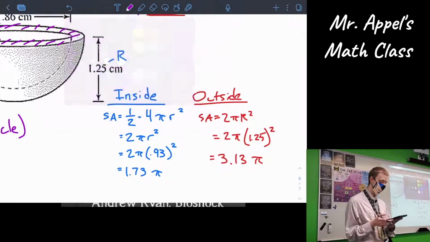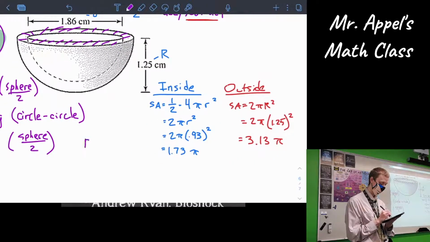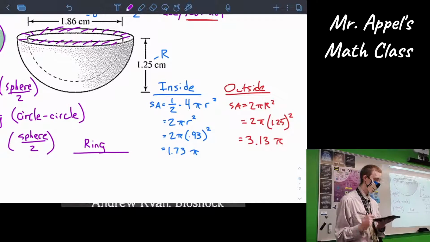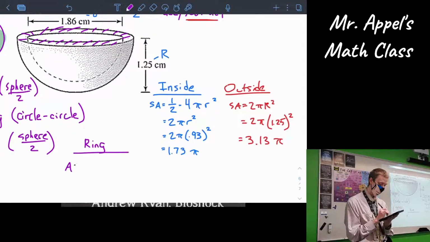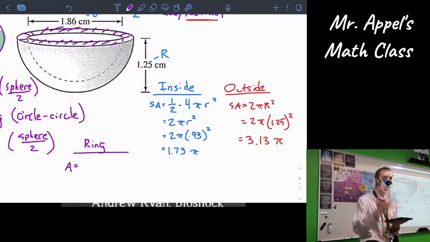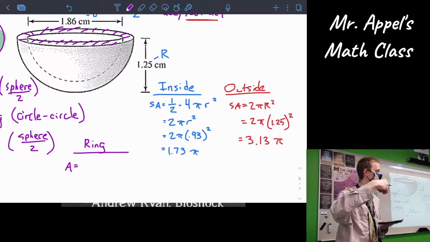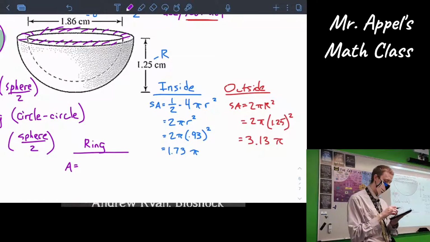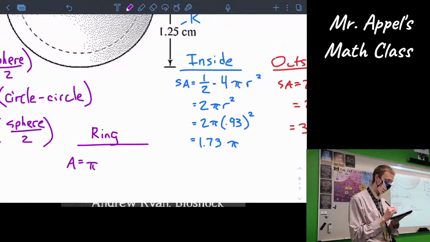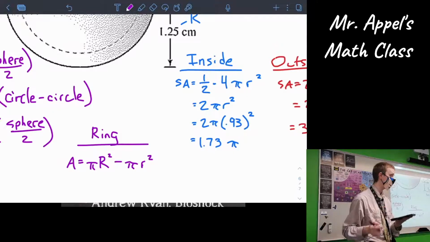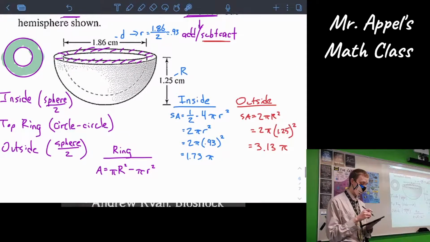Now we just need the ring. So that area is going to be a large circle minus the small circle. Right? Area of a circle, pi r squared. So I'm going to write it as pi big R squared minus pi little r squared. Right? Because both of those circles are exactly matching up to the radii of our hemispheres, right?